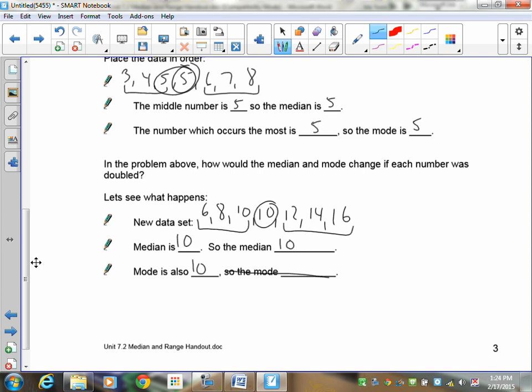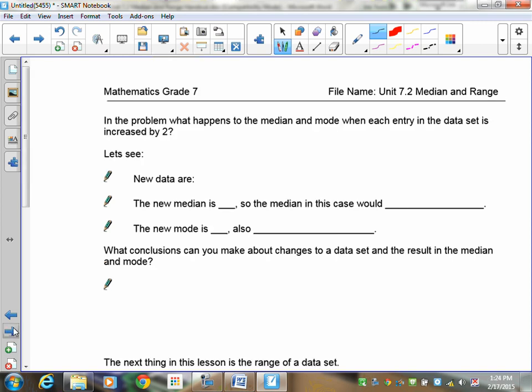So any questions on that one? Okay, so let me ask this. What happens if I add 2 to each one of these data sets? So let's have you do that. Pause the video, add 2 to each one of those numbers, and calculate the new median and the new mode.